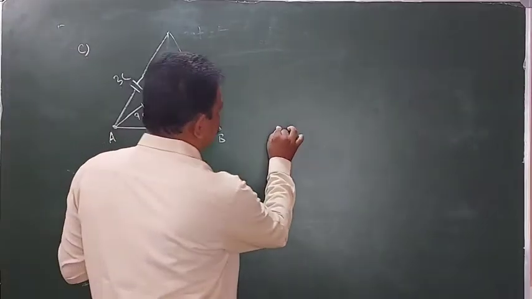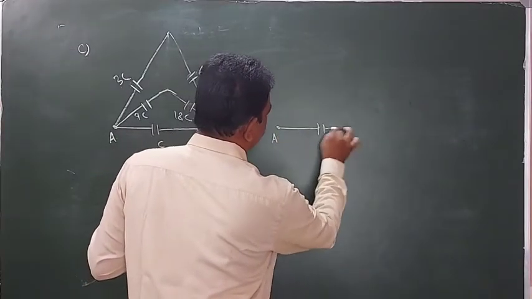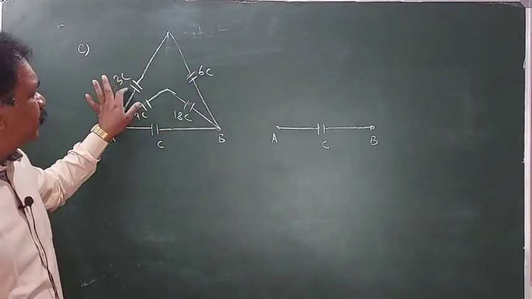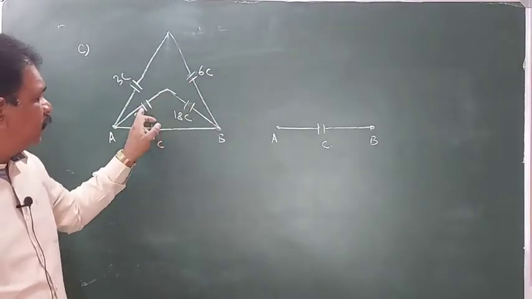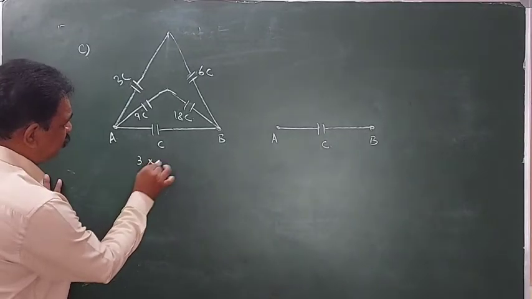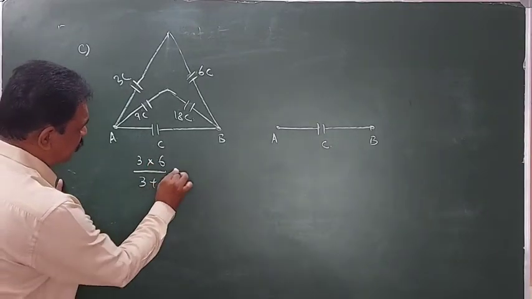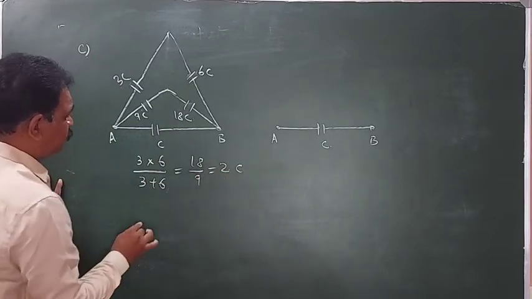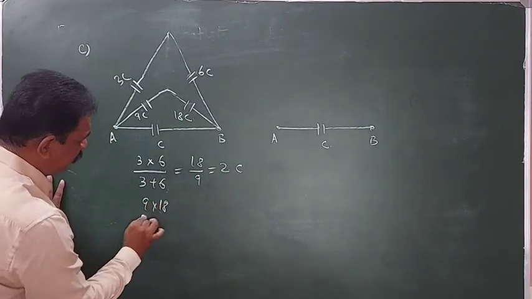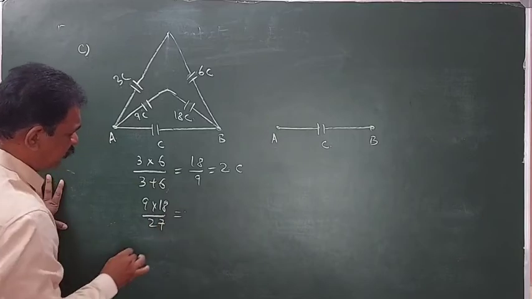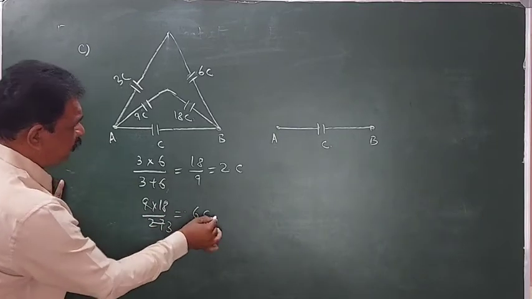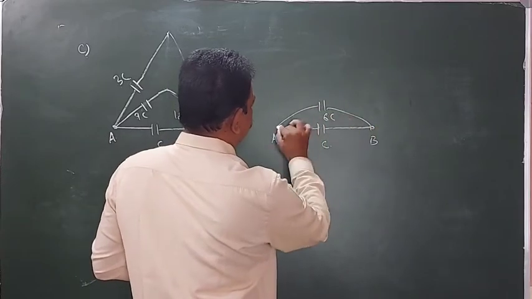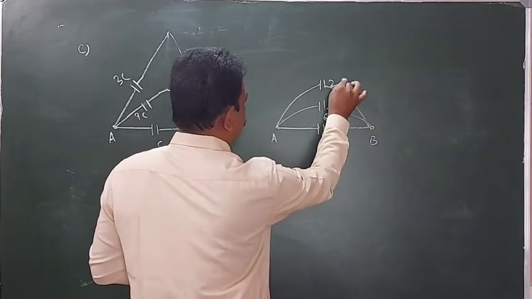So if we redraw the circuit, here A, here B, here C is there. The effective of these two will be 2C. For this, how is it? 3 into 6 by 3 plus 6, 18 by 9, this is equal to 2, 1C extra will come, so 2C. 9 into 18 by 9 plus 18, 27, so this value is equal to 6C. We can write here 6C, and here 2C.